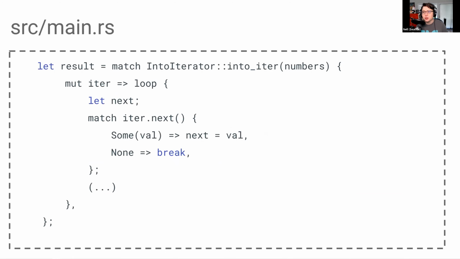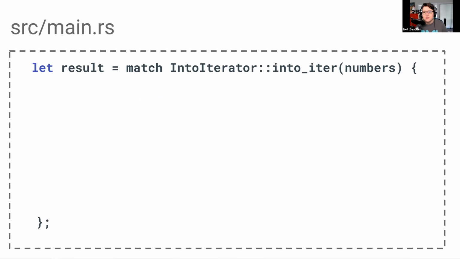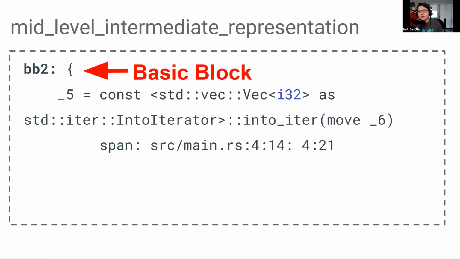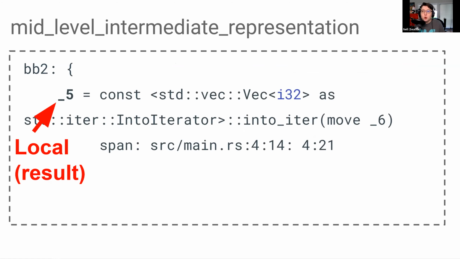Let's go back to our desugared code, and let's focus on this match statement, which is assigned to a variable called result. If we looked at the MIR for this particular piece of code, it would look similar to this. Now, I've simplified this for the sake of appearing on a slide. Up here in the top left, we have our basic block identified as BB2. And then we have what is called a local. A local in the MIR represents a place in memory, or more specifically, a place on the stack frame. In this case, _5 corresponds to the value of the variable result.